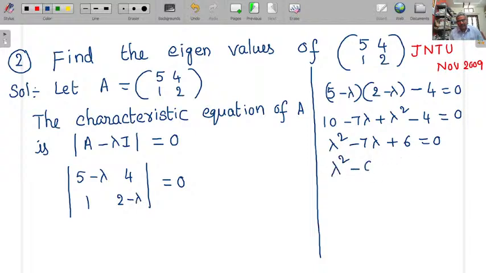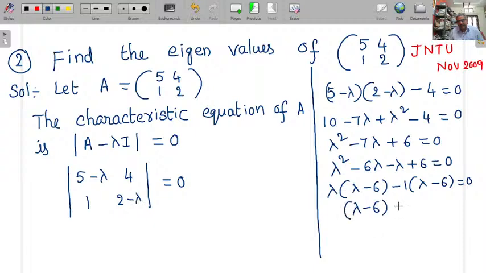Lambda square minus 6 lambda minus lambda plus 6 equals 0. Now take lambda common, we have lambda minus 6. Take negative 1 common, we have lambda minus 6 equals 0. So lambda minus 6 is taken common out, and we have lambda minus 1 equal to 0. That means the left hand side has been factorized: lambda minus 6 times lambda minus 1 is equal to 0.